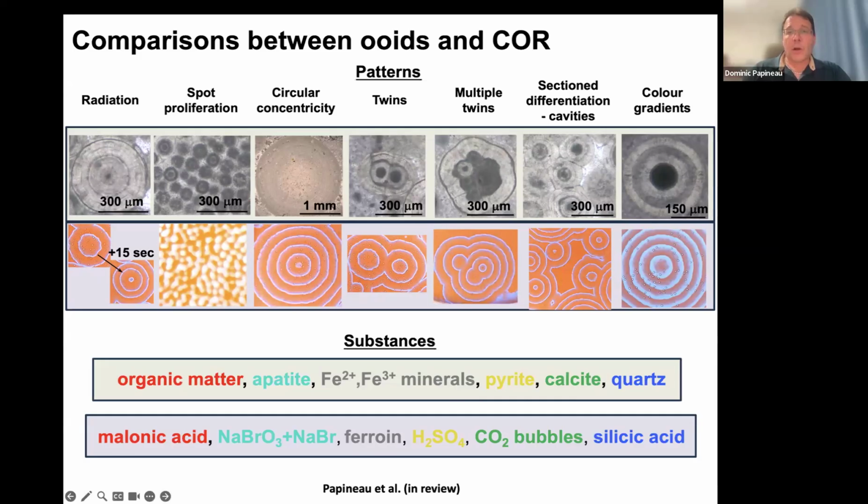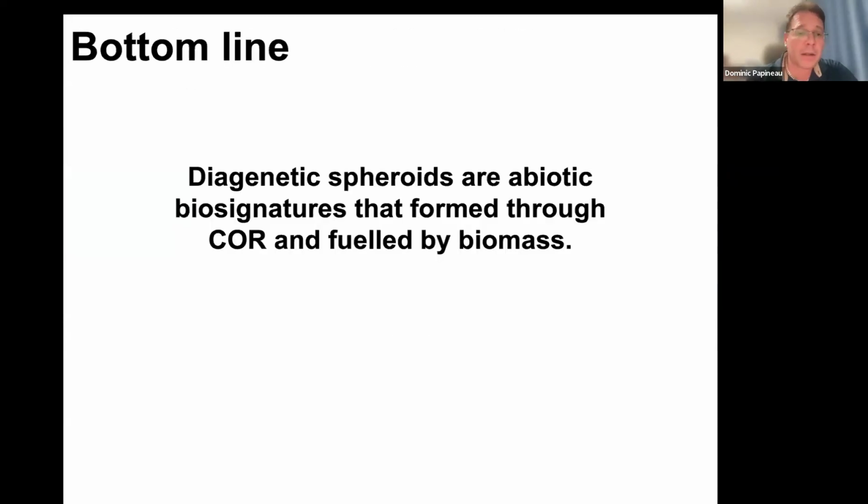So enough for the long introduction to talk about the possible biosignatures and how to distinguish them from bona fide biosignatures. The bottom line really is that diagenetic spheroids are abiotic biosignatures that formed through COR, through chemically oscillating reactions, but they have been fueled by the presence of biomass. That is on Earth. On another planet, that could be fueled by abiotically synthesized carboxylic acid. And that's an important point, because it's not saying that diagenetic spheroids are necessarily biosignatures. They're possible signatures of life, but they've been formed abiotically. Hence why I gave those definitions earlier in my presentation.